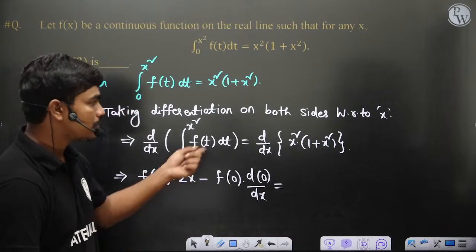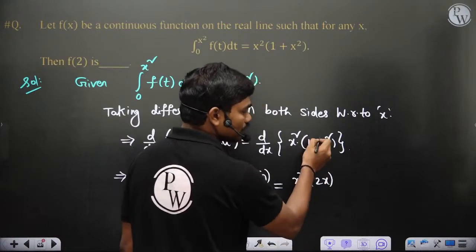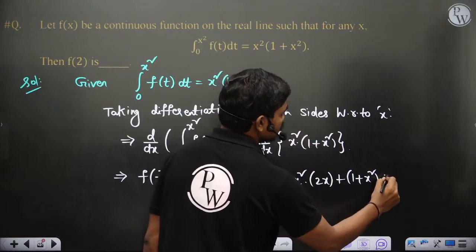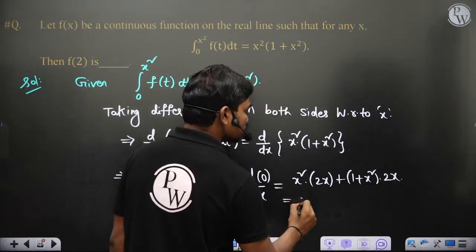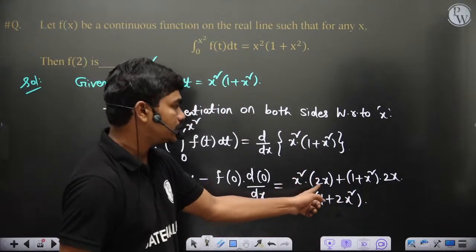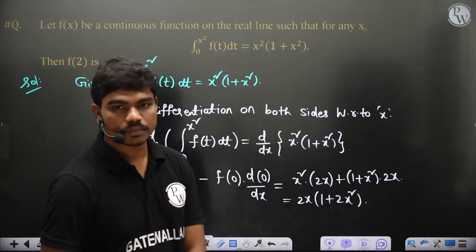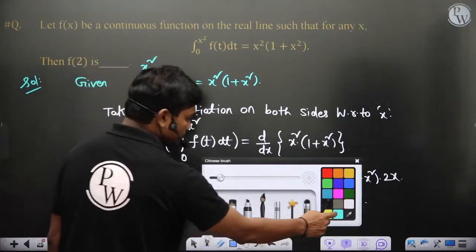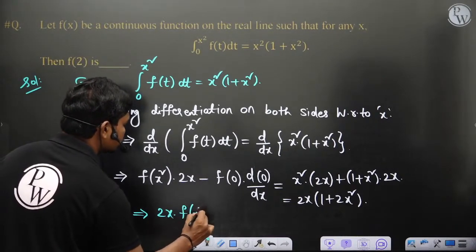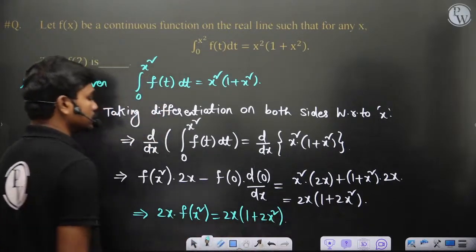Okay, so if you just differentiate the right side, it's a product of two functions. So first function into derivative of second, because differentiation of 1 plus x square is 2x, plus second function into derivative of this first function, which is 2x, of course. If you take 2x common, it's 1 plus 2x square is what you get. Because here there is 2x and here also there is 2x. So if you take this 2x common, 1 plus x square plus this x square, which is 1 plus 2x square. So this ultimately implies that 2x times f of x square is equal to 2x times 1 plus 2x square.